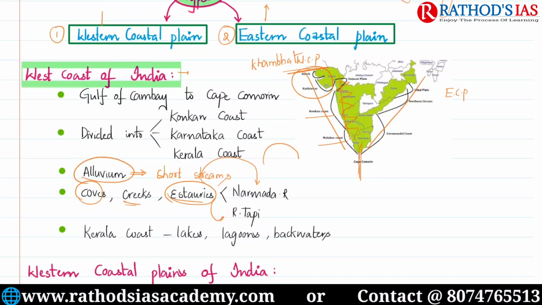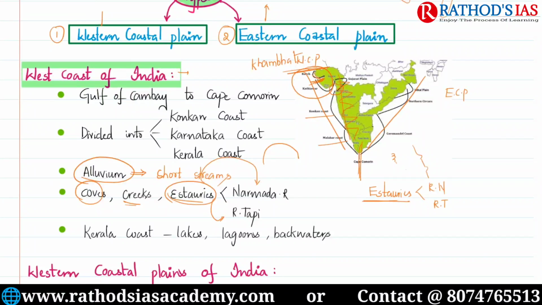So here we can see small coves, and we can see the creeks. This part is the creek. Creeks will be there, coves will be there. And especially it is very famous for these estuaries. These estuaries were formed by river Narmada as well as river Tapi. River Narmada and river Tapi are the west flowing rivers, and they form estuaries on this western coast.